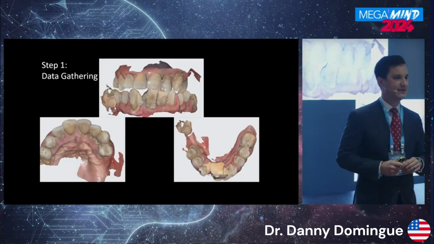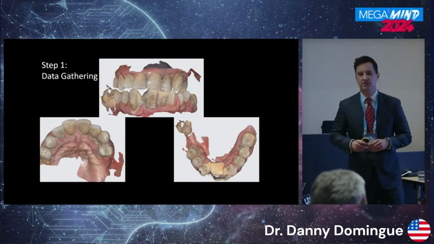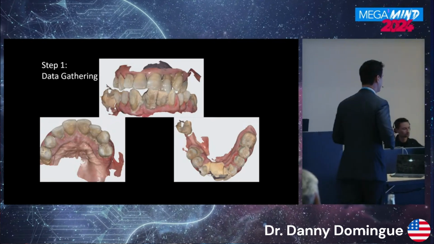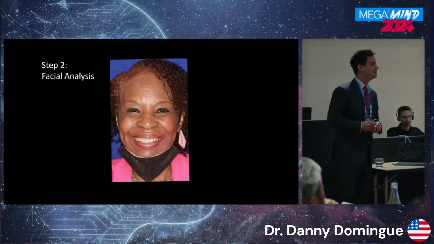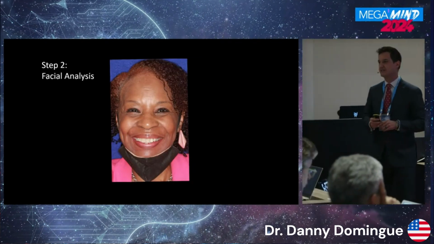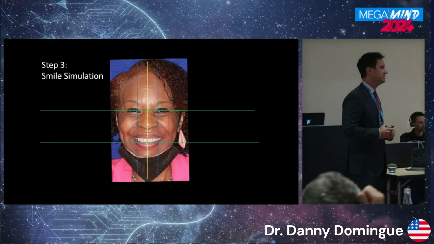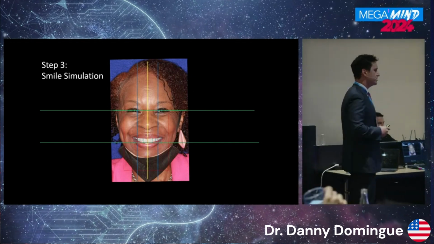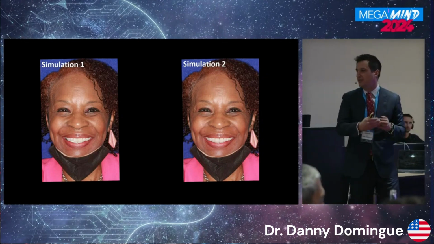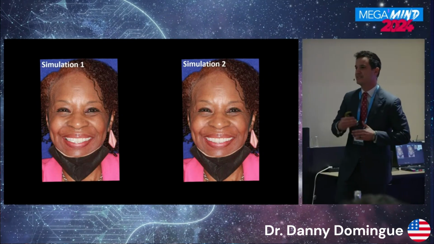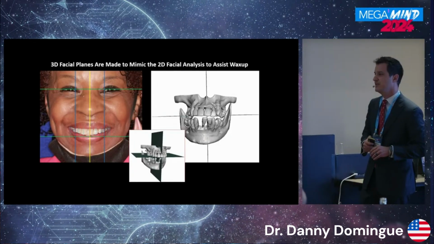Step 1 is data gathering. I'm going to take upper and lower intraoral scans, but I'm also going to start taking some facial photos and do facial analysis to try to figure out where I'm going to bring her case, or where we're going to finally drive her case. Studying her face, we're going to do a smile simulation and figure out what she can look like. Now, this is really good for her, but this really doesn't help me out because I need to take the 2D world and bring it into the 3D world.